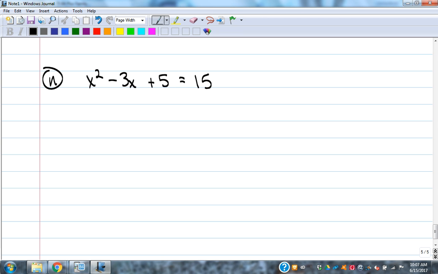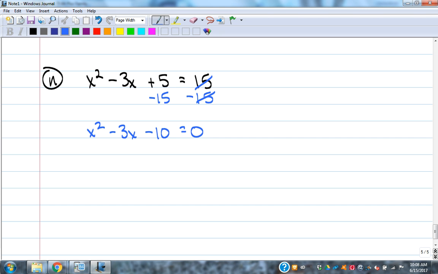All right, so what's the first thing we should do from there? Subtract 15 to get it equal to 0. That's exactly right. So x squared minus 3x. 5 minus 15 would be minus 10. All right, and then take that and do quadratic formula with it. That's what we want to do. That's what we're after here.